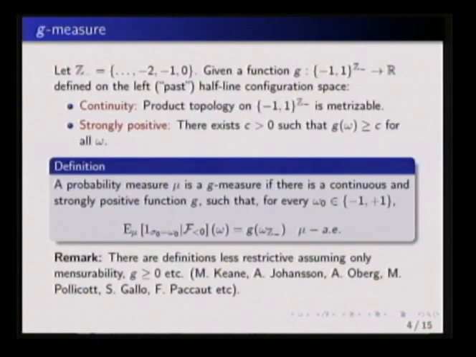So now let's define the G measure. For the G measure, we define it only for G equals Z, the integers. First of all, let me define what's called a G function. A G function is a function that satisfies two things. One of these is continuity.